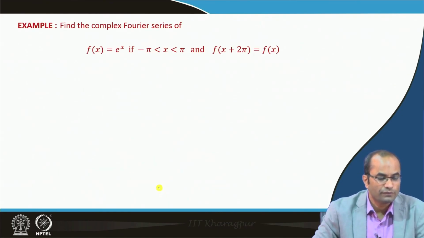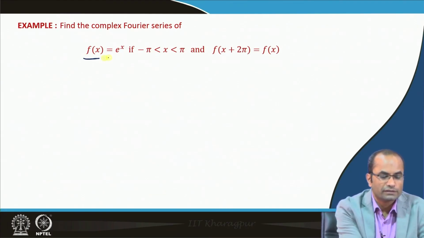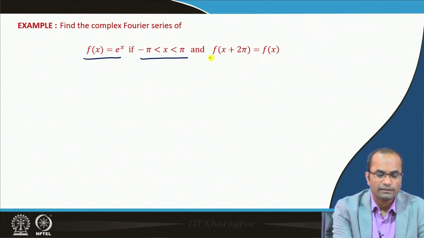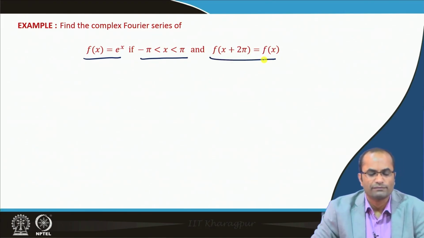Okay, so if you want to find, for example, the complex Fourier series of the function f(x) equal to e^x, where x lies between minus pi and pi, and then it is periodic, so we can say f(x plus 2 pi) is equal to f(x).